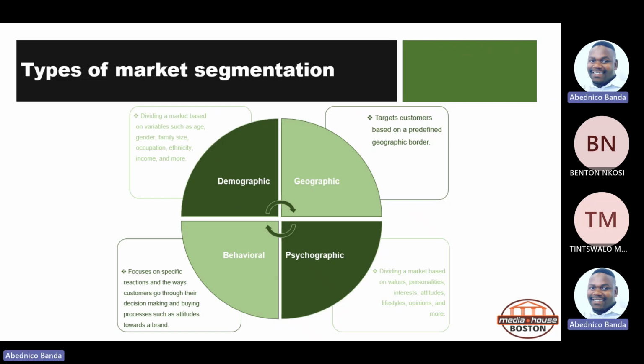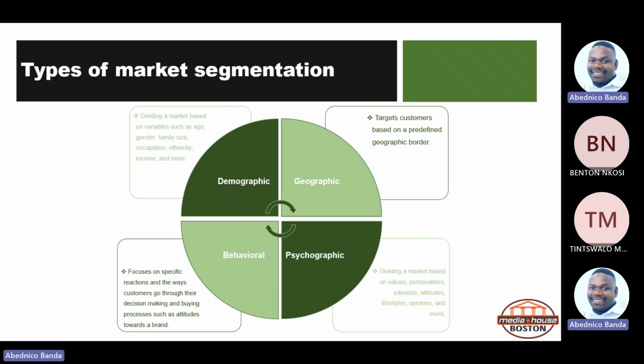Behavioral can be tricky because sometimes you can assume people's behaviors. You can hear people saying that short people are rough, for example. What if there's a short person who's actually not rough? You can hear people saying that Zulu people are this, Ndebele people are this, Shangan people are this. So we have got behavioral assumptions on a specific target. And if that assumption is wrong, then you can be in trouble as a brand.